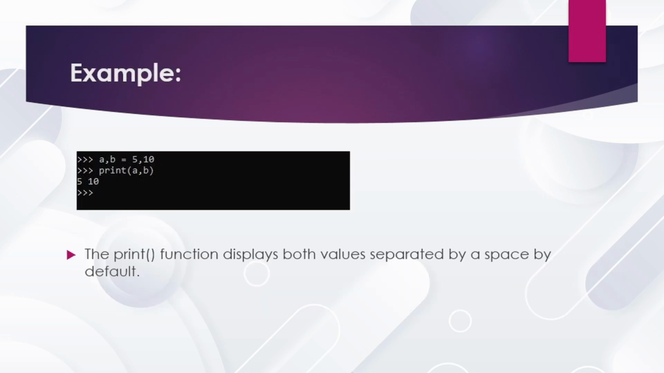Let us look at another example where we assign values to two different variables and then display their values using the print function. In the following code, we assign the value 5 to variable a and the value 10 to variable b. And then we print both these variables together. The print function displays both values separated by a space by default, demonstrating how multiple variables can be printed in a single statement.